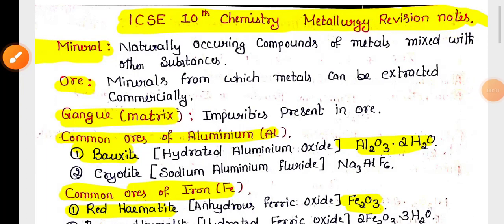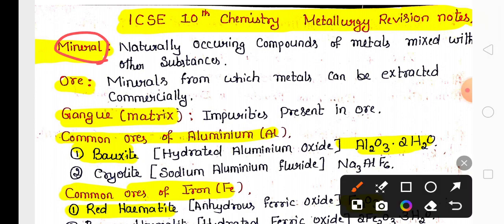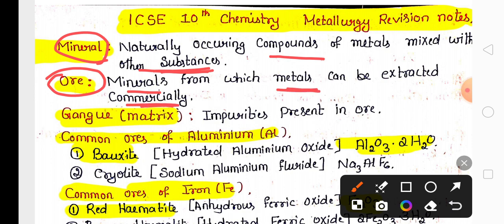ICSE 10th Chemistry Metallurgy chapter quick revision we are going to do in this video. So understand the definition of minerals. Minerals are the naturally occurring compounds of metals and they are mixed with other substances. Whereas ore is a mineral from which metal can be extracted commercially. That's why all the ores are minerals, but all the minerals are not ores.